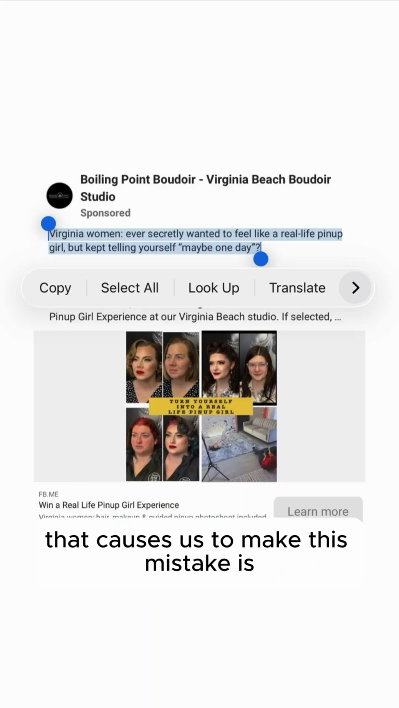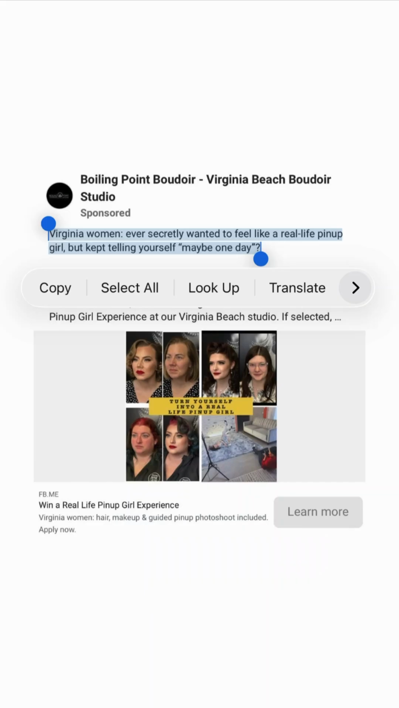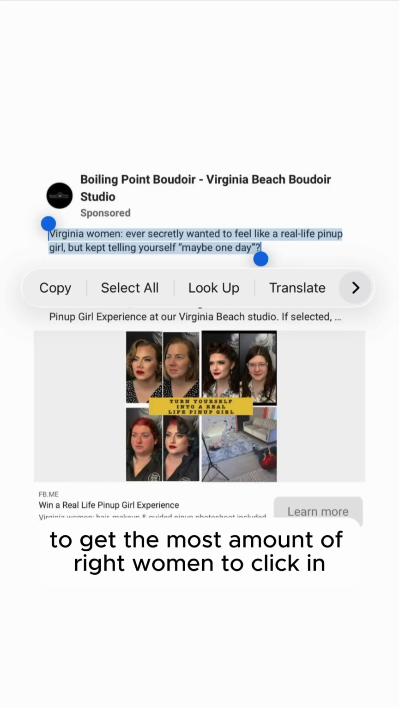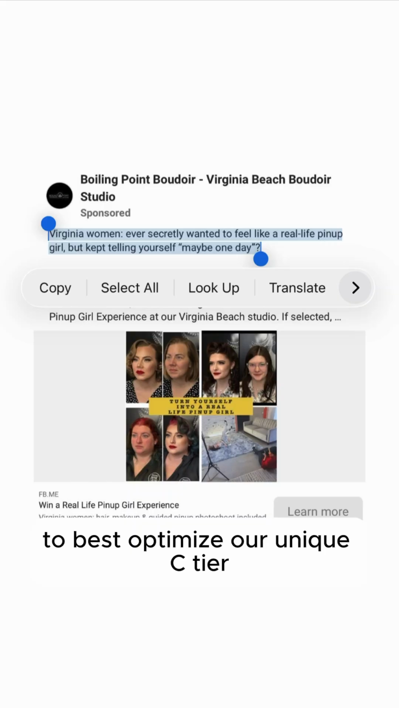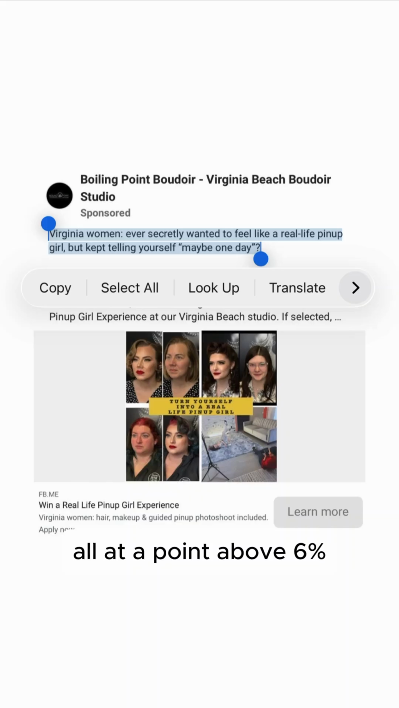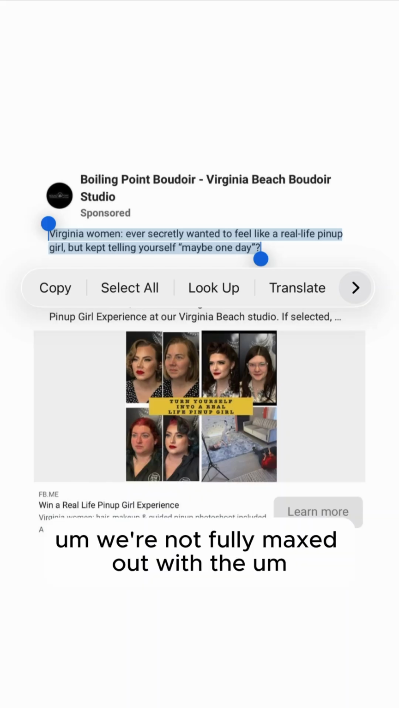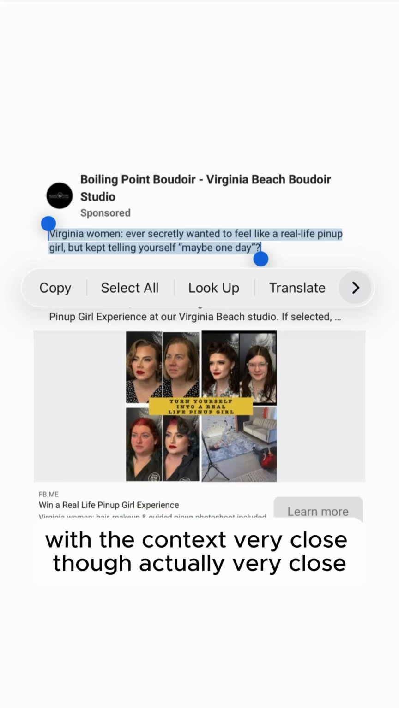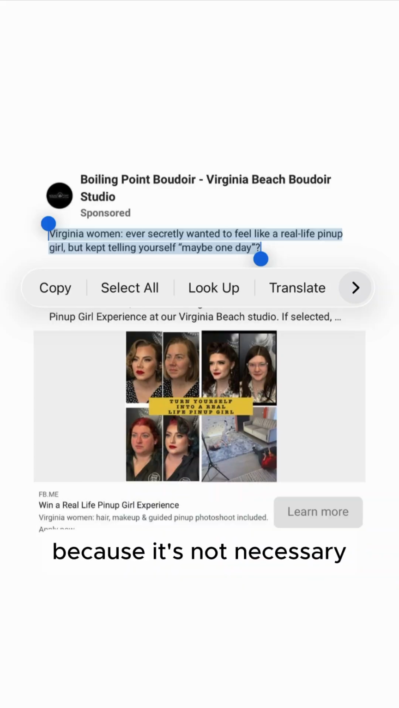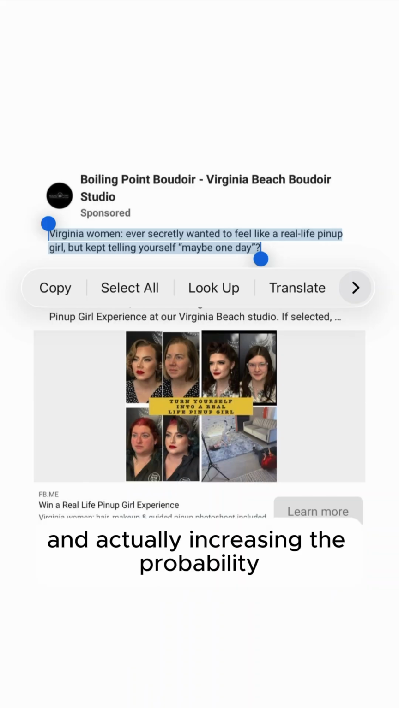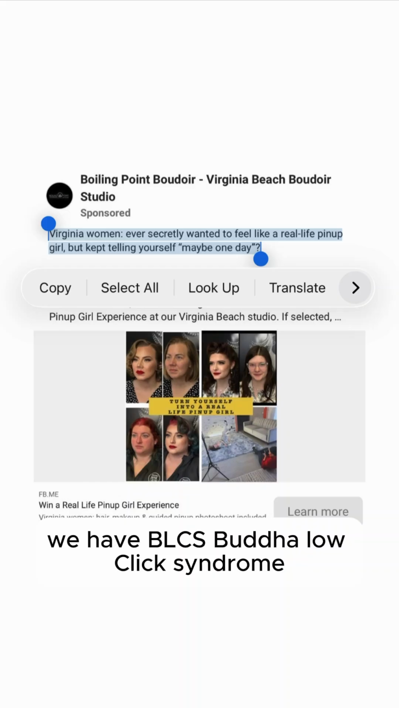So the false belief that caused us to make this mistake is that we've optimized the most amount of context to put in to get the most amount of right women to click in and the most wrong women to scroll on by, to best optimize our unique CTR at a point above 6%. We're not fully maxed out with the context. Very close though, actually very close. So the consequence of this is way more women are going to be scrolling by our Boudoir Facebook ads than necessary, pulling our unique CTR under 6%, and actually increasing the probability we have BLCS, Boudoir low click syndrome.